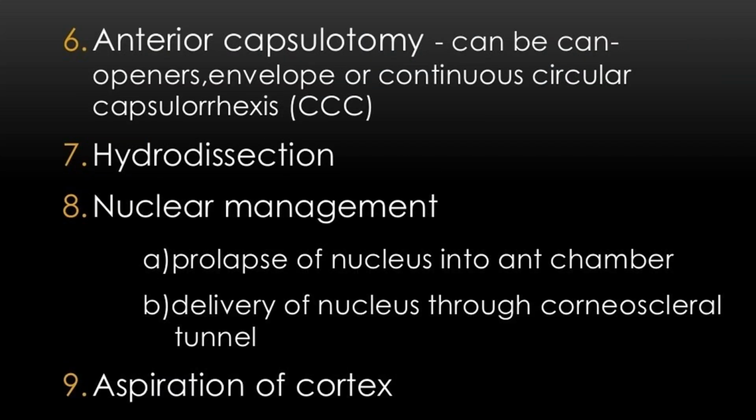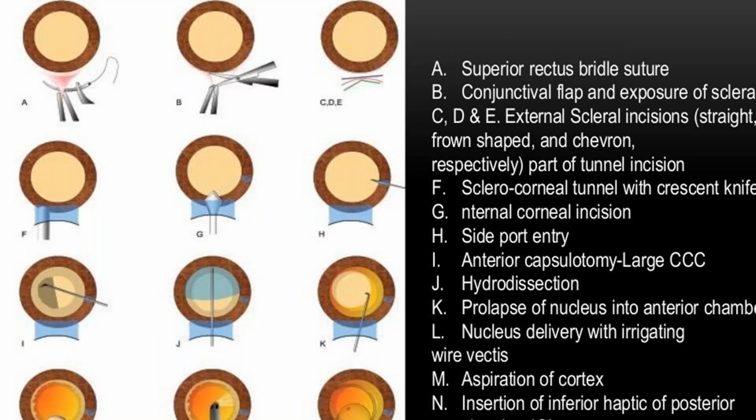Then anterior capsulotomy can be can opener, envelope, or continuous circular capsulorhexis, hydrodissection, then nuclear management, either prolapse of nucleus into the anterior chamber, delivery of the nucleus through the corneoscleral tunnel, and aspiration of the cortex. These are the steps, and this is the diagram.